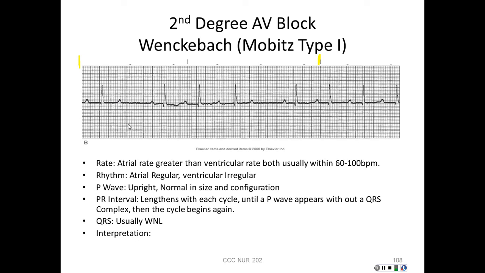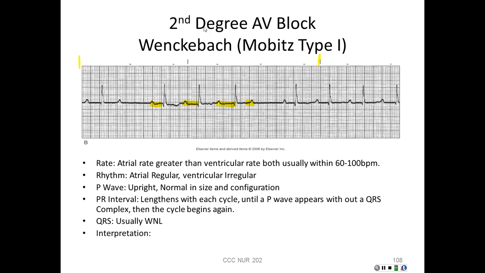Now, we're going to start with this group of complexes here. Here's our P wave. Here's our PR interval. Here's our P wave. Here's our PR interval. Here's our P wave, our PR interval. Then here's our P wave. Notice something missing? There's not a QRS complex here.